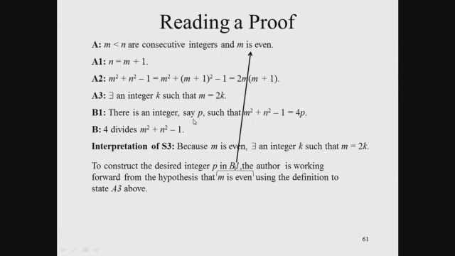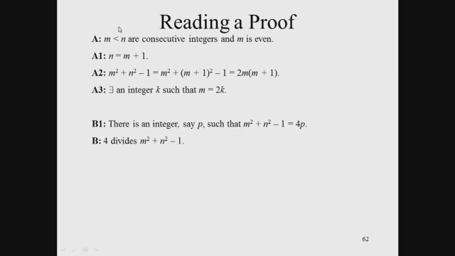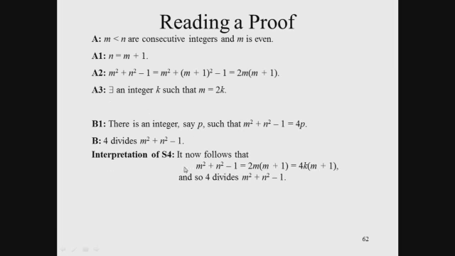And how do we do that? Well, let's see what the author does. So here's where we are, and now let's read S4. It now follows that m squared plus n squared minus 1 equals 2m times m plus 1 equals 4k times m plus 1. And so 4 divides n squared plus m squared minus 1.